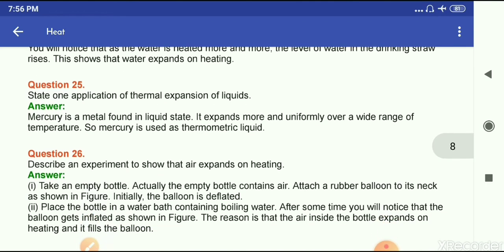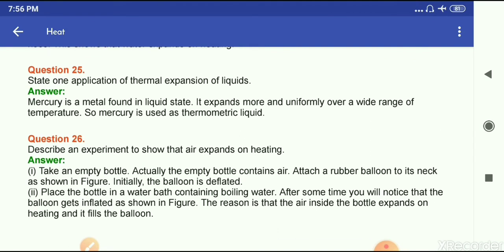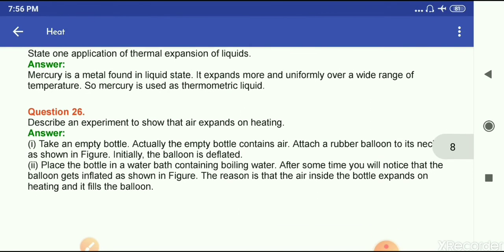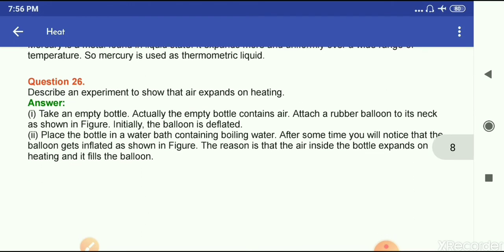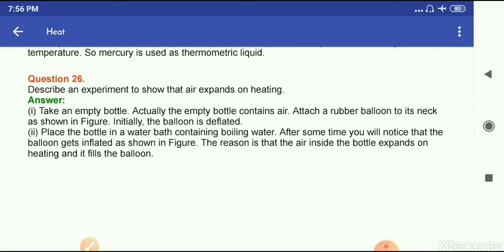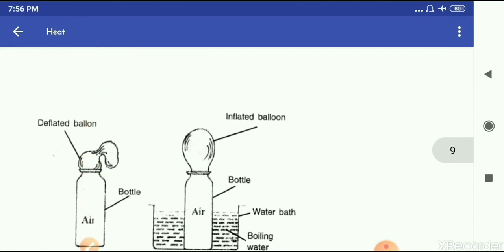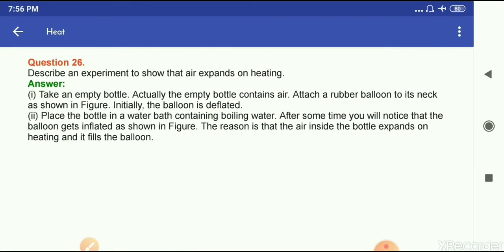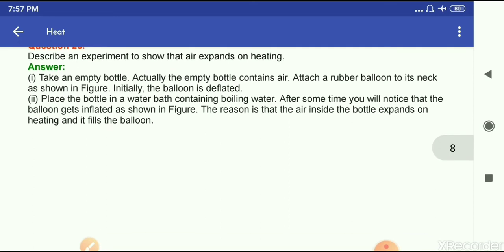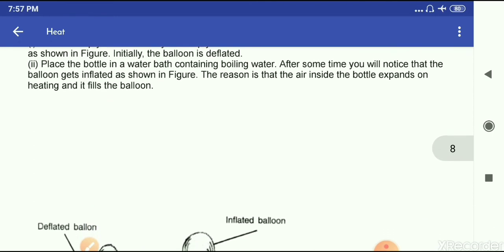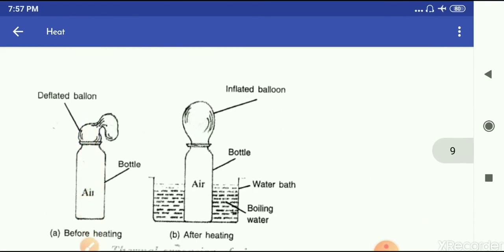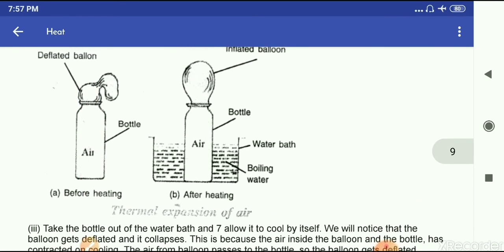Now, question number 26. Describe an experiment to show that air expands on heating. Take an empty bottle. Actually, the empty bottle contains air. Attach a rubber balloon to its neck as shown in the figure. You can see here in this figure. And I also told you that you can draw the figure from the book, and also you can write the activity from the book also. Now, place the bottle in a water bath containing boiling water. After some time, you will notice that the balloon gets inflated as shown in the figure. The reason is that the air inside the bottle expands on heating and it fills the balloon. This is a diagram. You can make it from here.